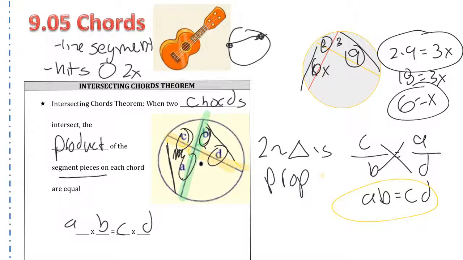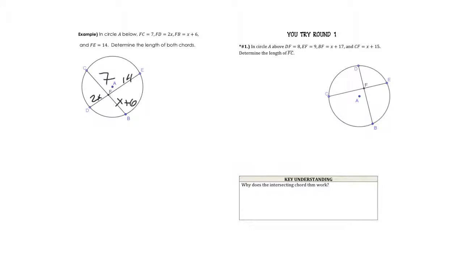So let's look at an example on the inside left with some actual numbers and x's. It says in circle A below, FC is 7, FD is 2x, FB is x plus 6, and FE is 14. Label those pieces now. Then it says determine the length of both chords. So I know chords touch the outside of the circle and are lines that go through it, but don't have to go through the center. And when they intersect, I get two similar triangles, which means I could set a proportion, but really that just means I get to A times B equals C times D.